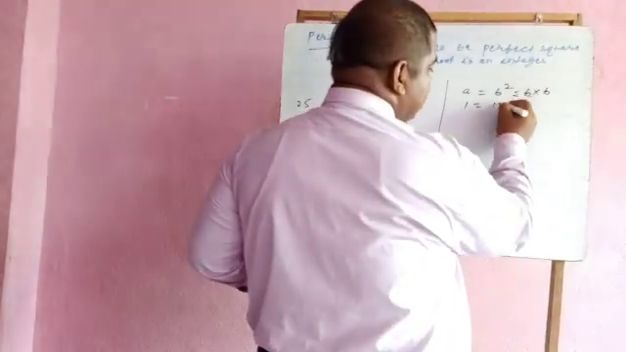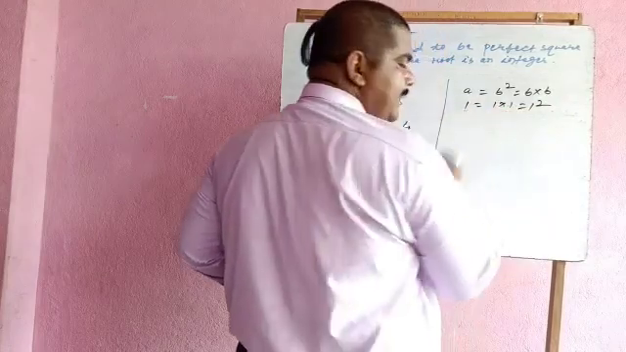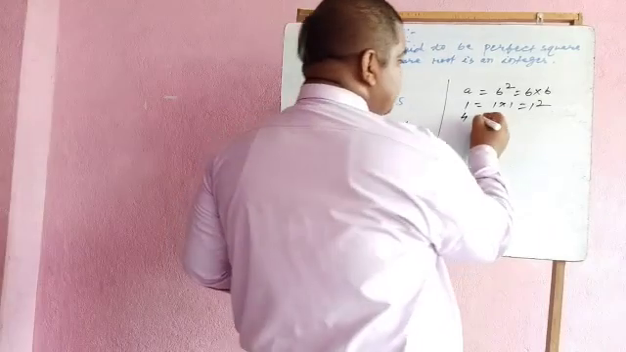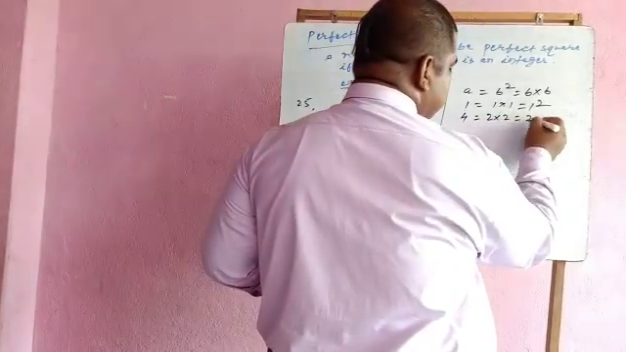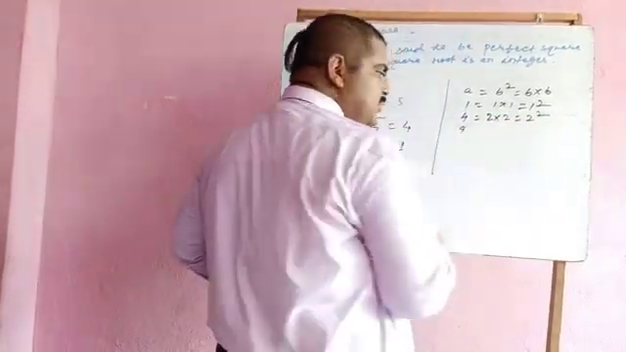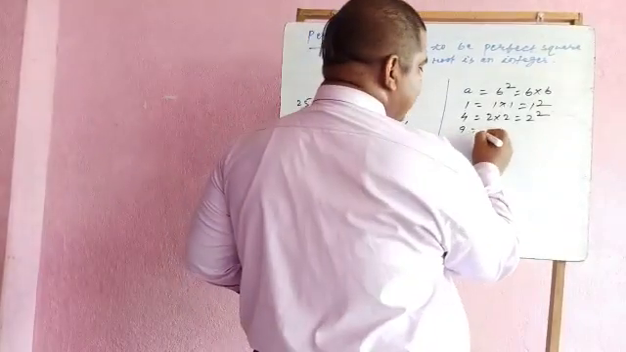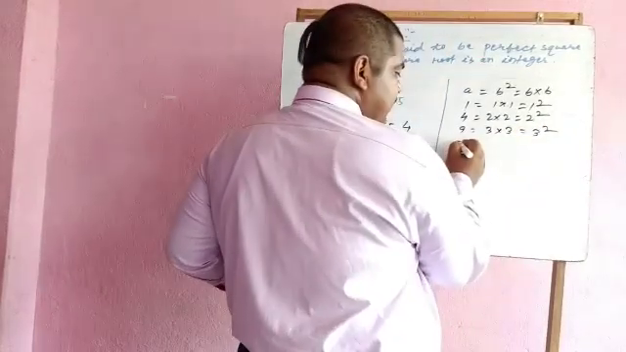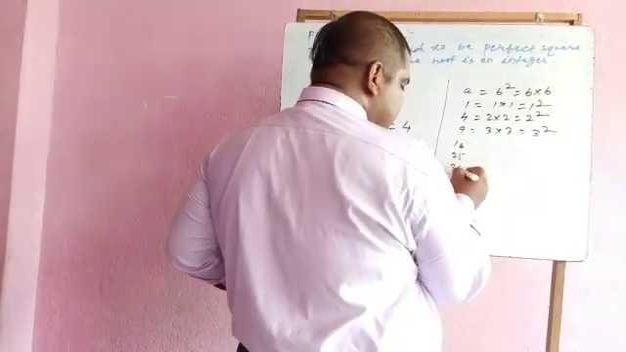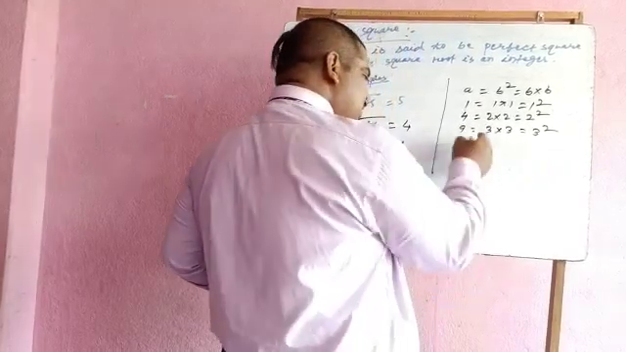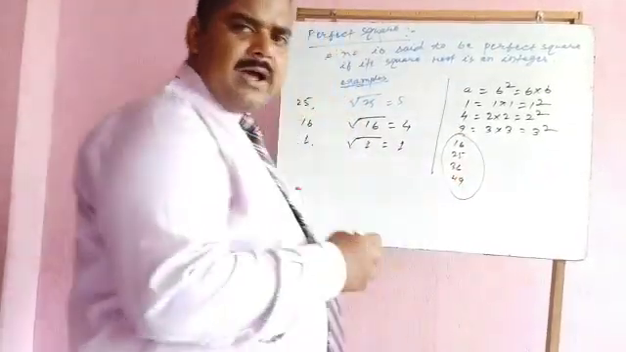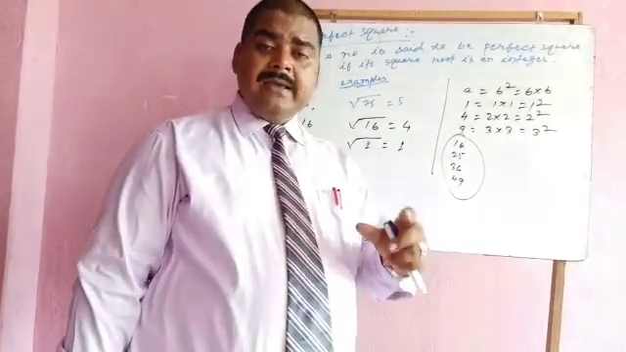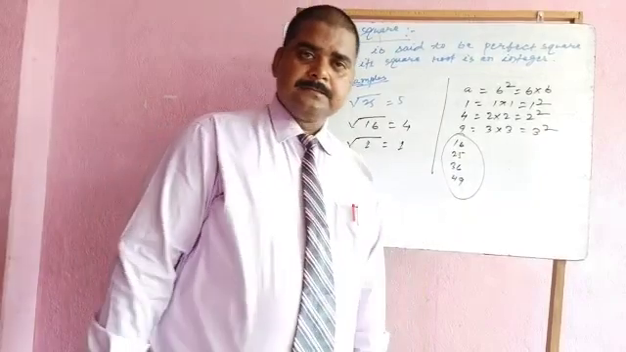1 can be written as 1 into 1 or 1 square, so 1 is a perfect square. 4 is considered a perfect square because 4 can be written as 2 into 2 or 2 square. 9 is said to be a perfect square because 9 can be written as 3 into 3 or 3 square. Similarly, 16, 25, 36, 49, all these numbers are perfect squares because they can be expressed in the form of a square of positive integers.